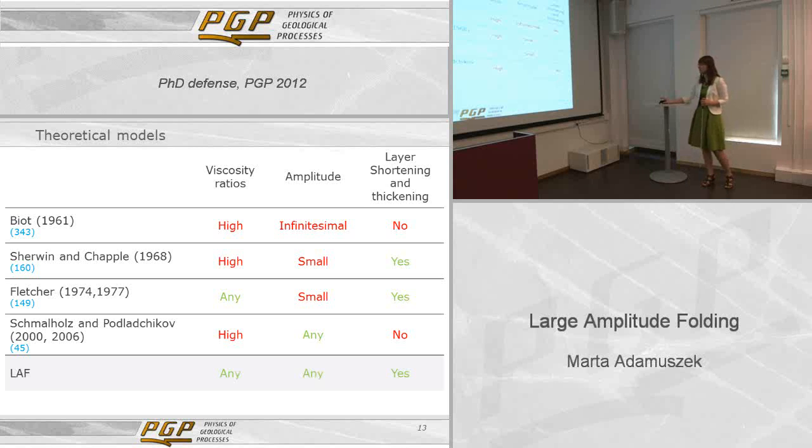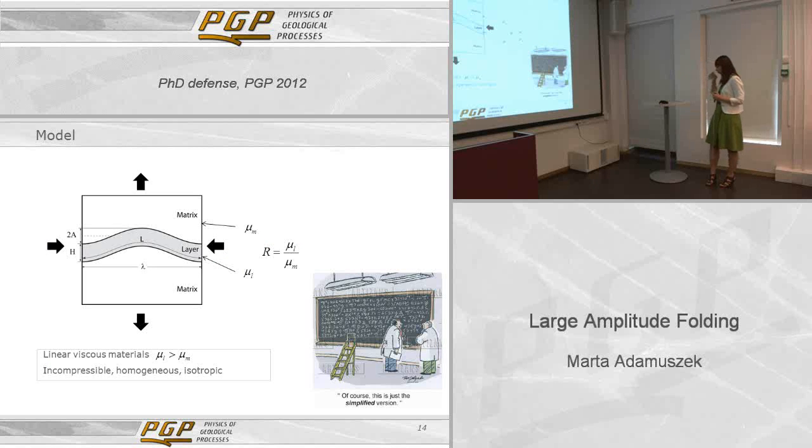But this is what I did during my PhD. I developed the model which I called LAF. And in the following slides, I will present how LAF works. I will present first the model setup. It's a little simplified. I consider a single viscous layer embedded in a viscous matrix, and I assume that both layer and matrix are incompressible, homogeneous, and isotropic.